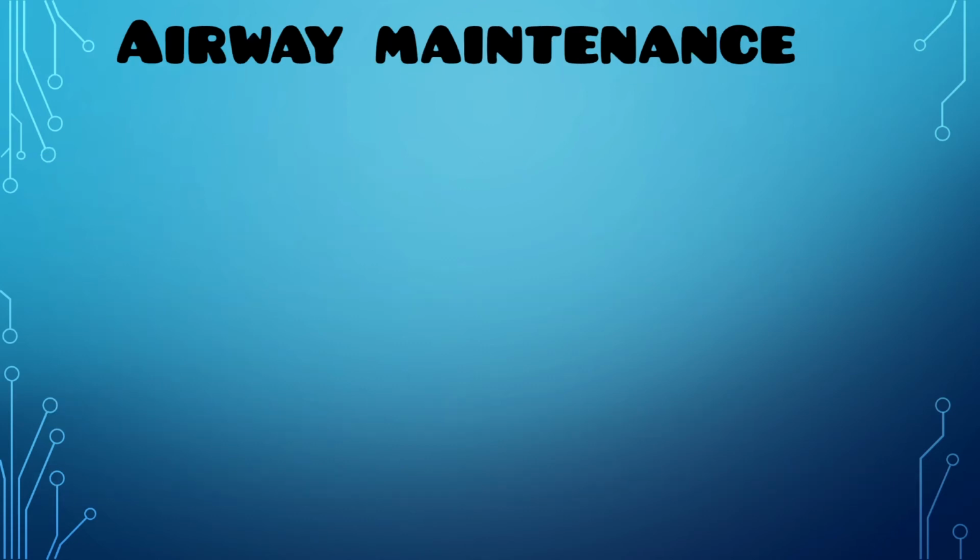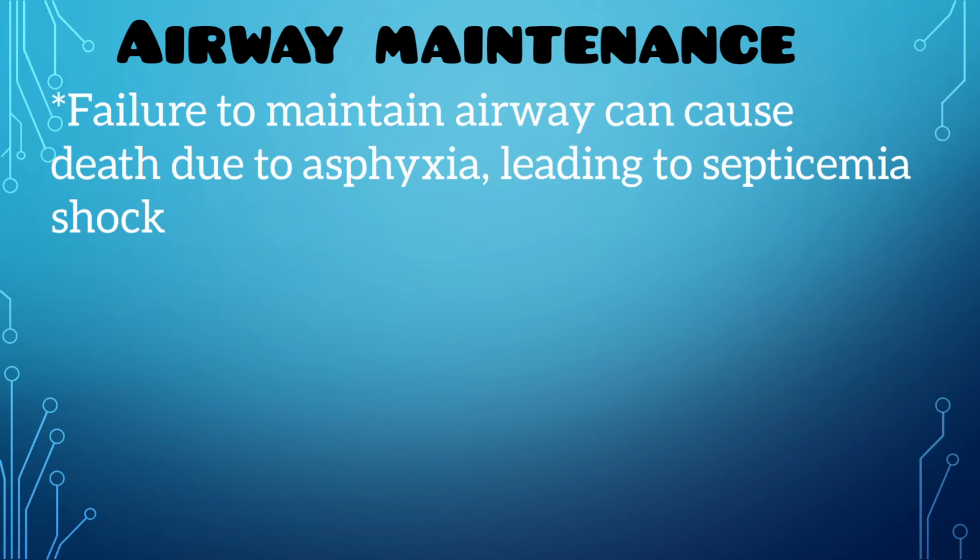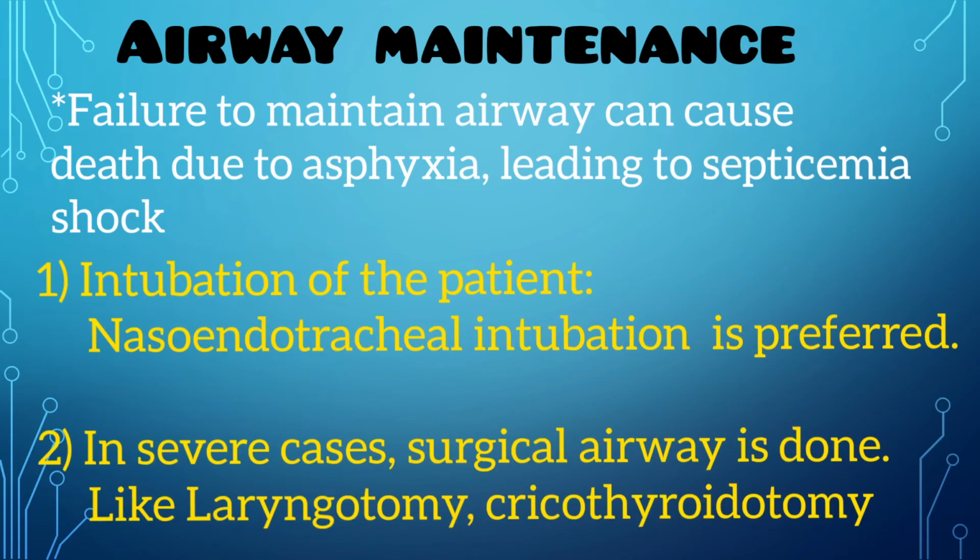So, the first principle of treatment is the airway maintenance. It is very important to assess the airway of the patient. Death can occur from asphyxia rather than the infection itself, leading to septicemia and shock. So, in such conditions, it is necessary to intubate the patient. Nasoendotracheal intubation is more commonly preferred. In severe cases of upper respiratory obstruction, surgical airway maintenance like laryngotomy, cricothyroidotomy are always preferred.